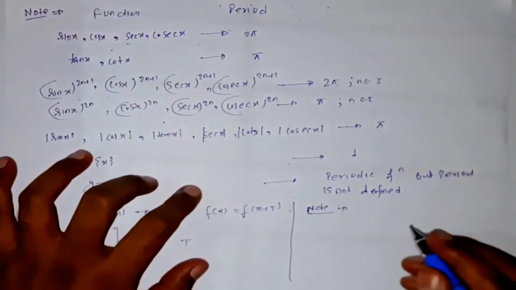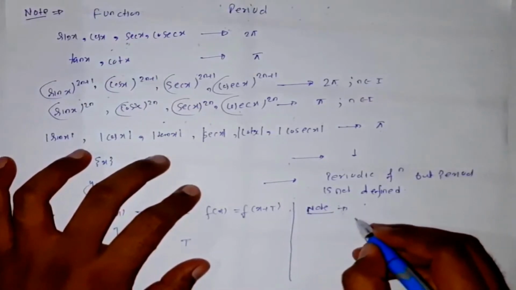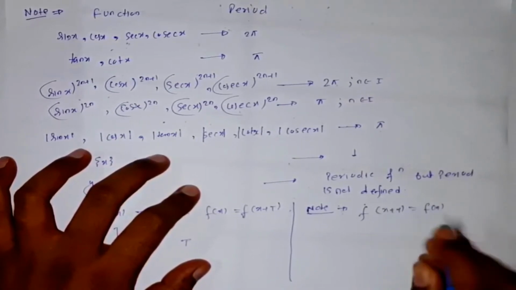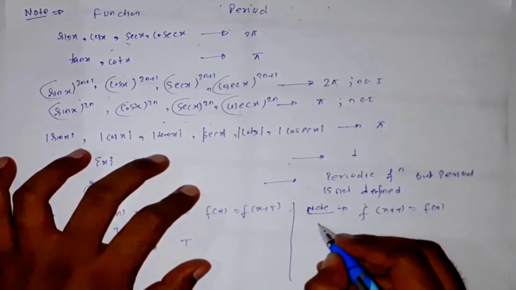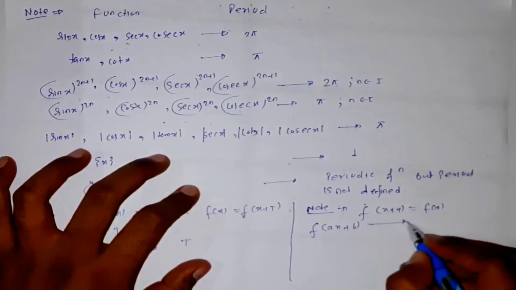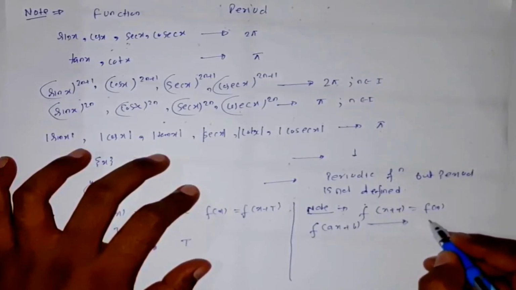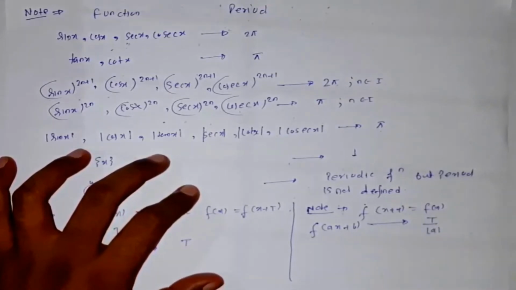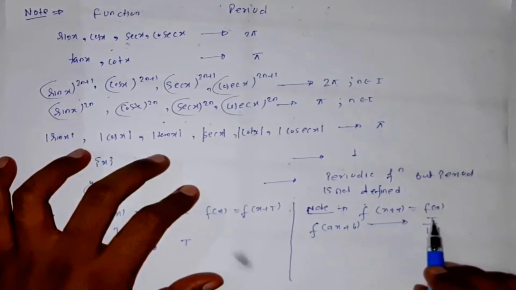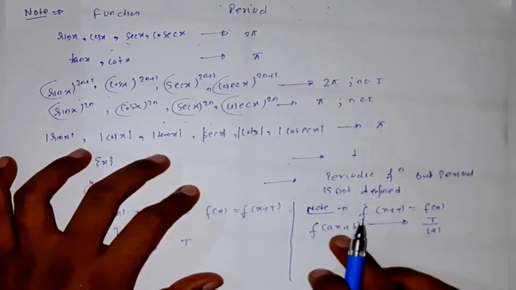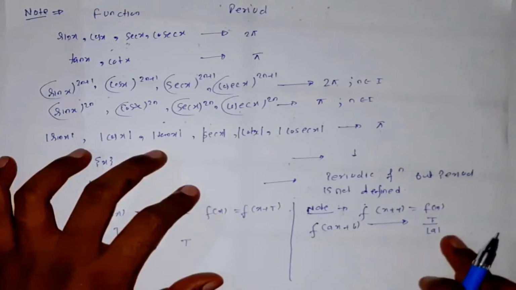Okay, now if a function is like f of x plus t equals f of x, that means the period of this function is t, then for f of ax plus b, the period of this function will be t divided by modulus of a. What is the meaning of that? We know the period of function f of x is t, then the period of function f of ax plus b will be t divided by modulus of a, where a is the coefficient of x. Okay, so we will take the modulus of that portion.